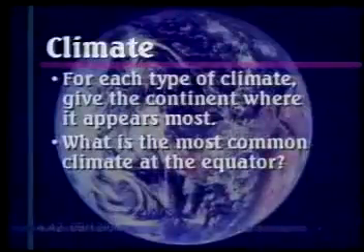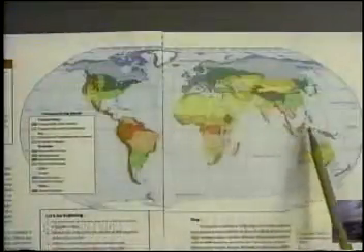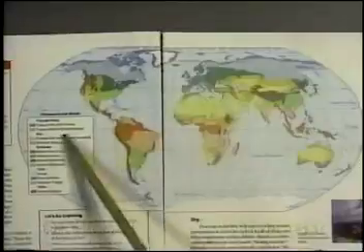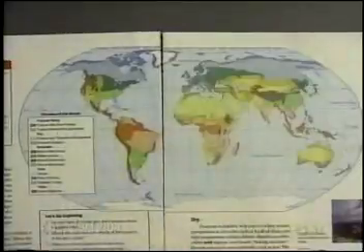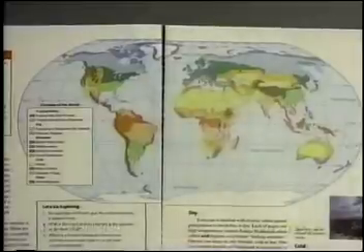Okay, here's another question. What is the most common climate at the equator? This is one we answered before. Here's our equator. Just follow it along, and what do you see the most of? That salmon, that dark pink. So it's going to be rainforest at the equator. Not desert, as some people think, because it is hot at the equator, but there's plenty of moisture.